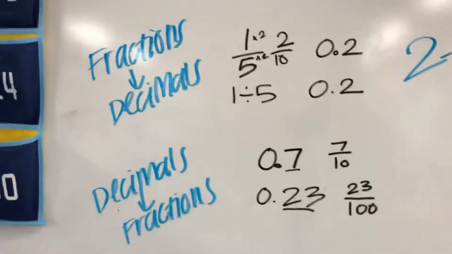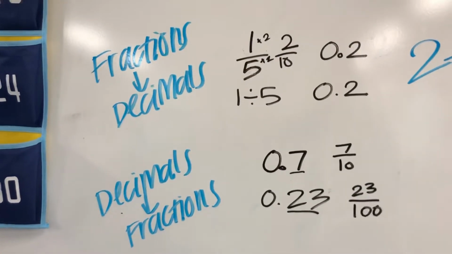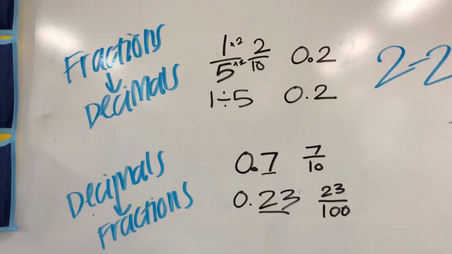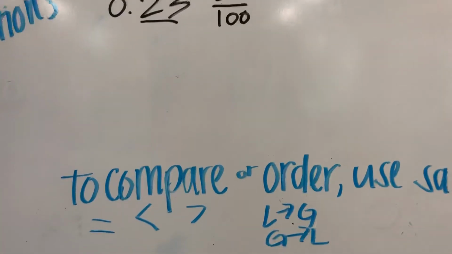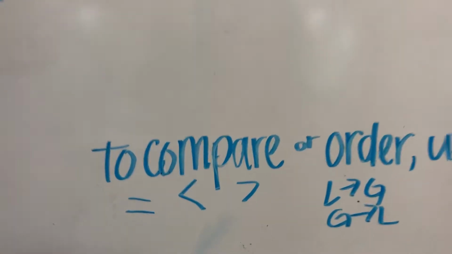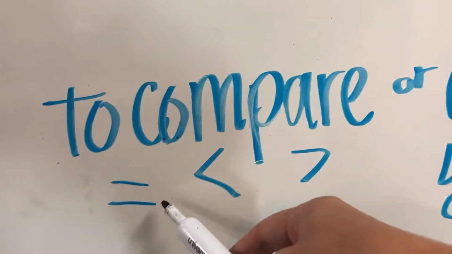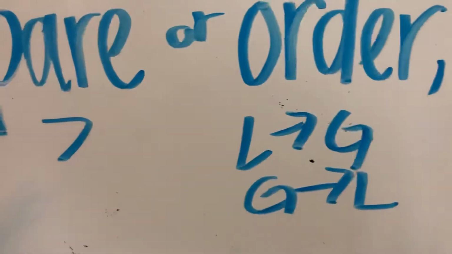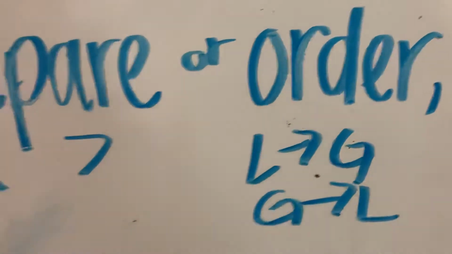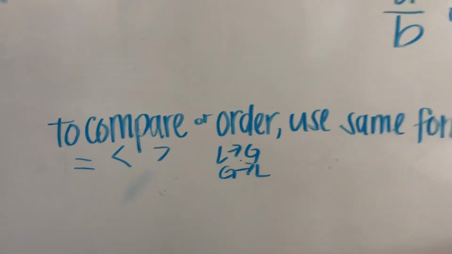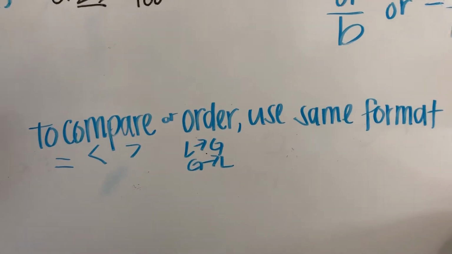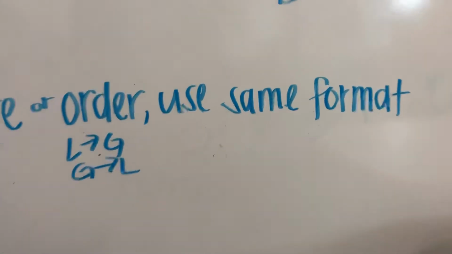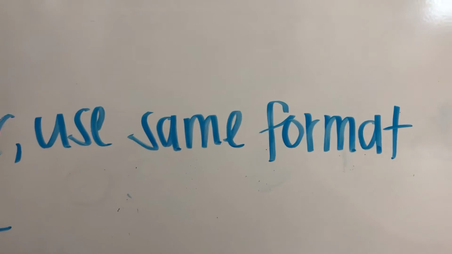This will come into play today because what we're looking at for today's assignment is comparing and ordering. Now, comparing, we need to do equal, less than, or greater than. And then ordering, we're going to do least to greatest or greatest to least. When you are comparing and ordering rational numbers, you need to make sure that you are using the same format.